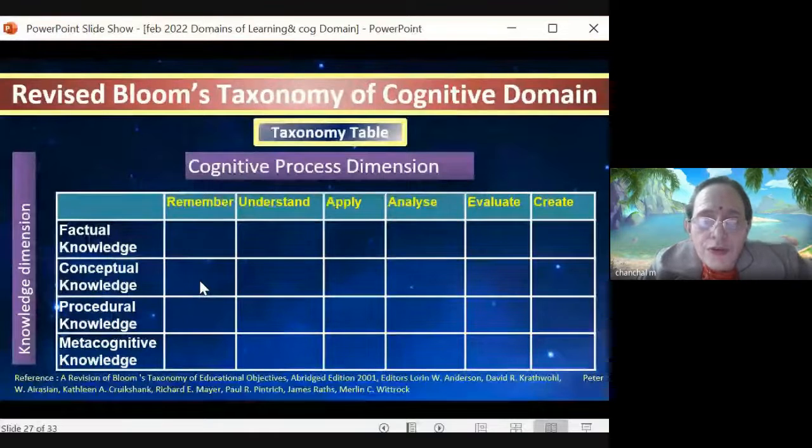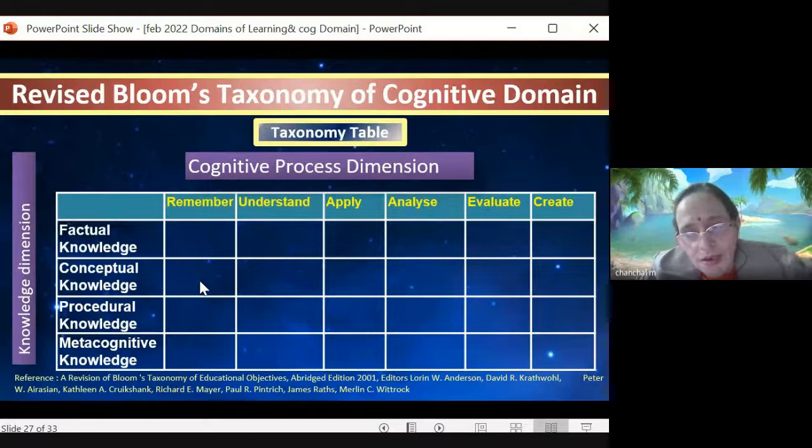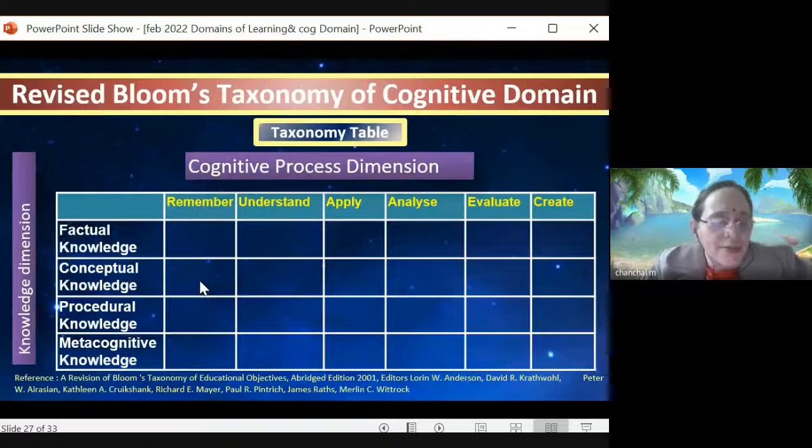The beauty of this particular taxonomy table is that if you have the outcomes and you are able to place the outcomes in the appropriate cell, then you can decide how to teach the students, and at the same time the student also understands what is expected of me. So this, in a nutshell, is the Bloom's taxonomy of the cognitive domain, that is the revised Bloom's taxonomy, which is two-dimensional.